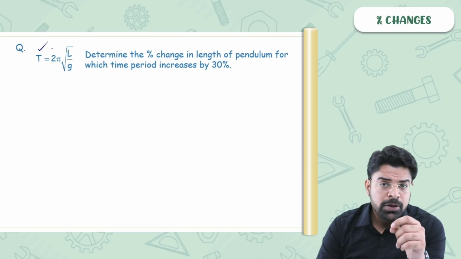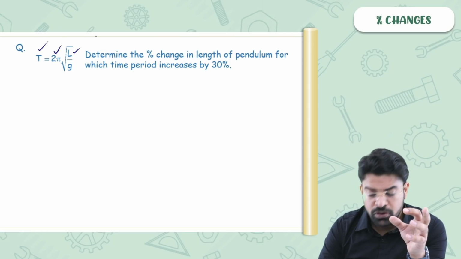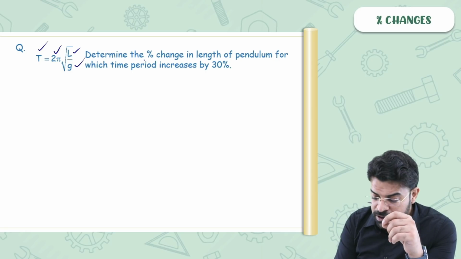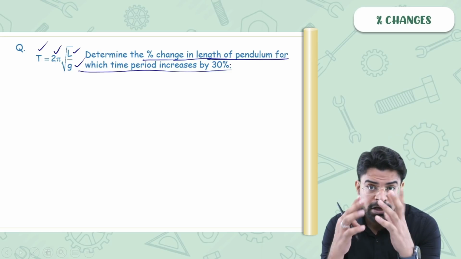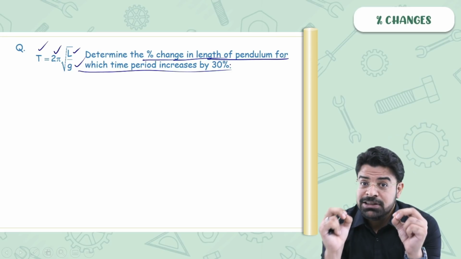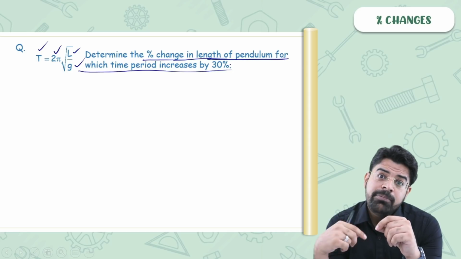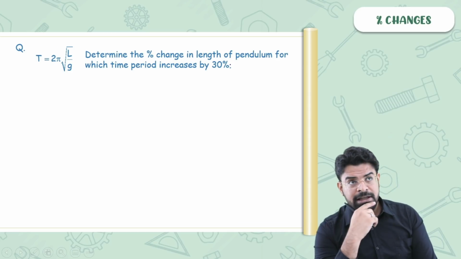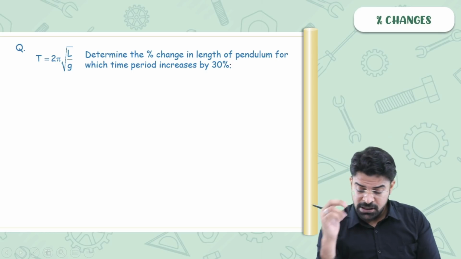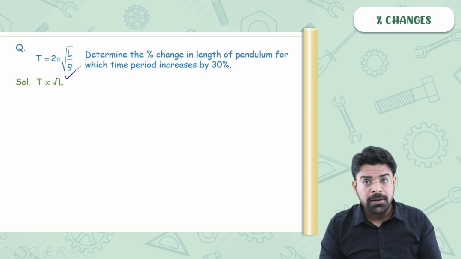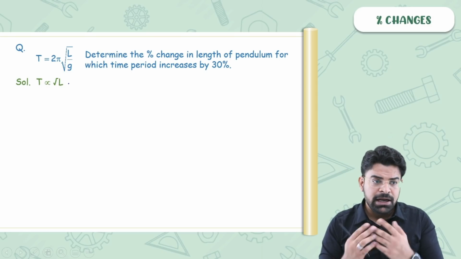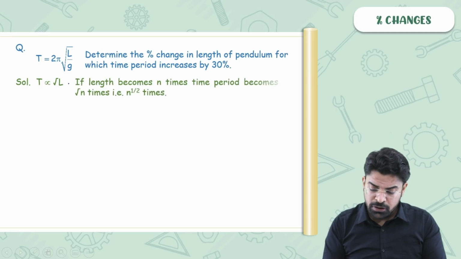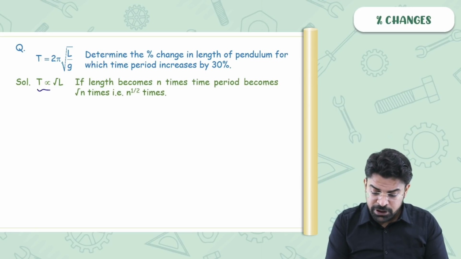Time period of a simple pendulum equals 2 pi under root of length by g. Determine the percentage change in length of the pendulum for which the time period increases by 30%. So what has to be the percentage change in the length if you want the time period to increase by 30%? Time period is proportional to root L. If length becomes n times, time period becomes how many times? Think of it as time period proportional to L raised to the power of half.